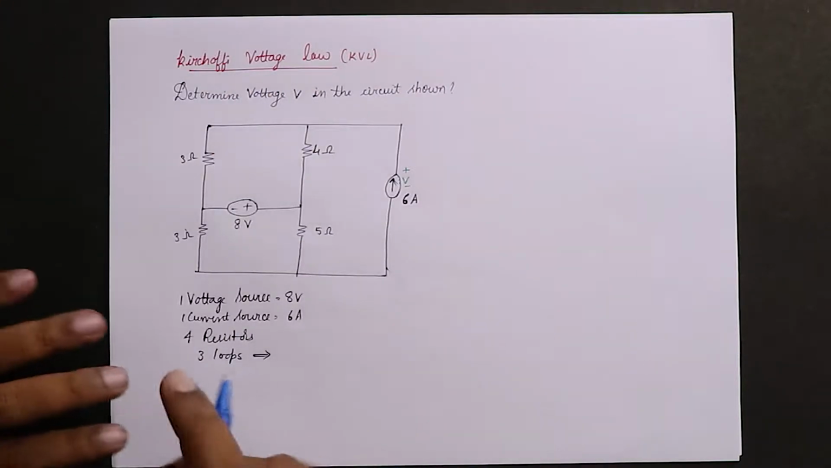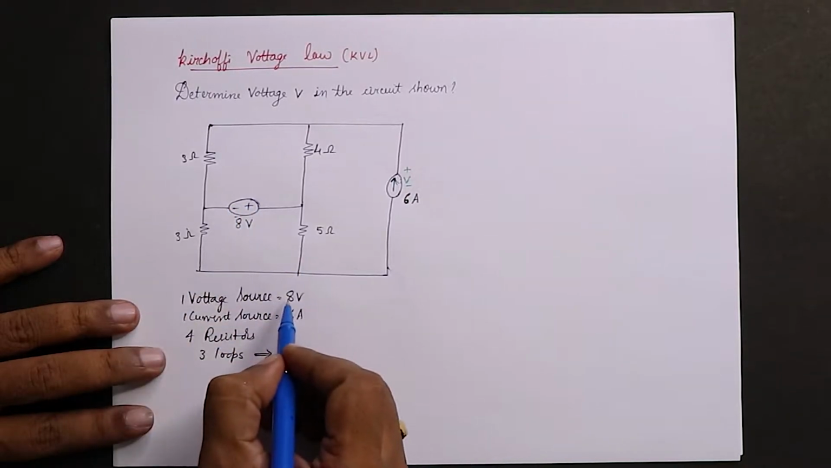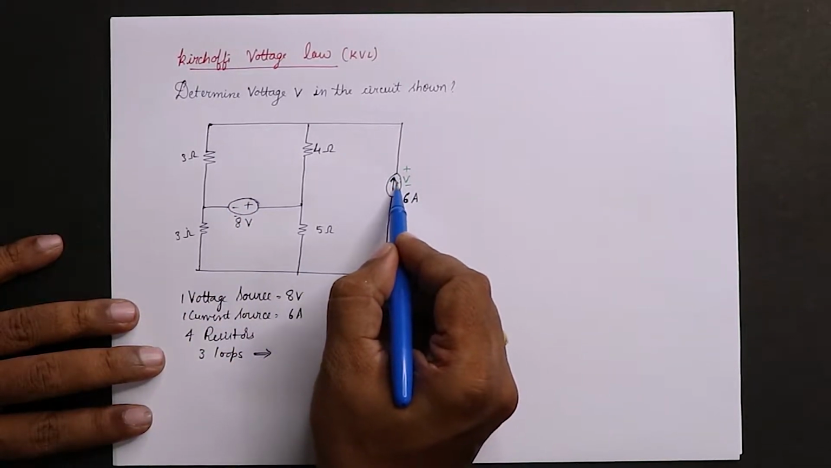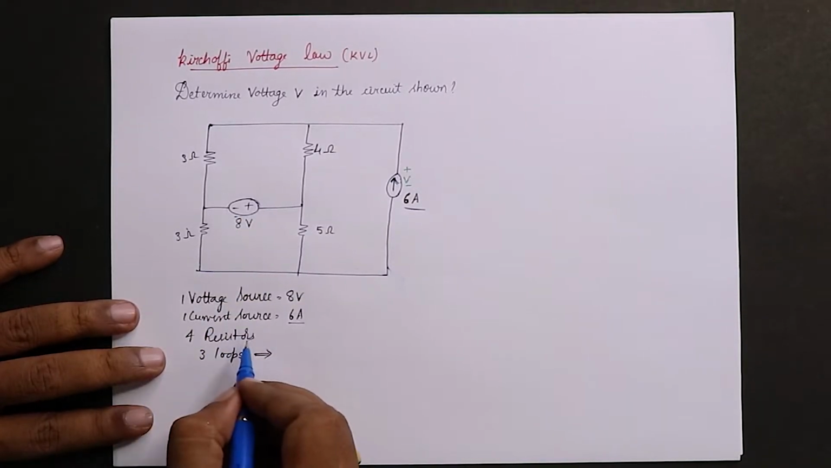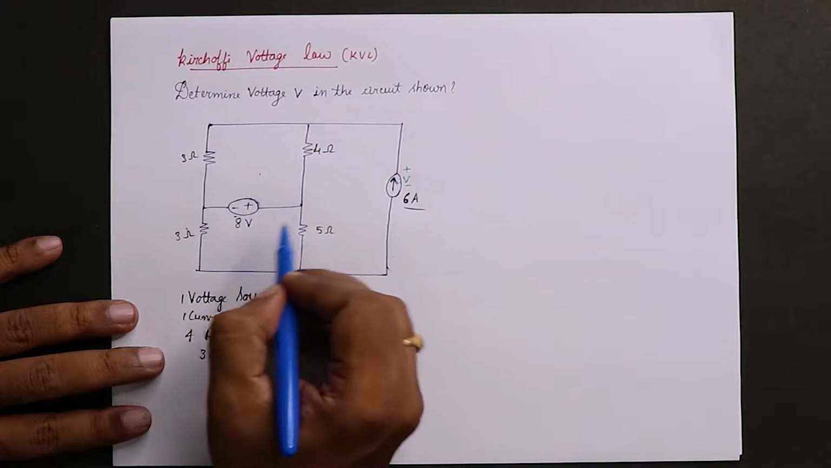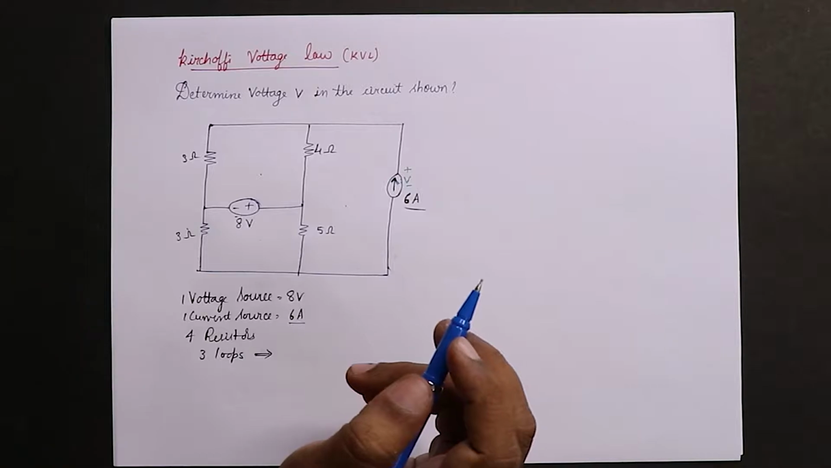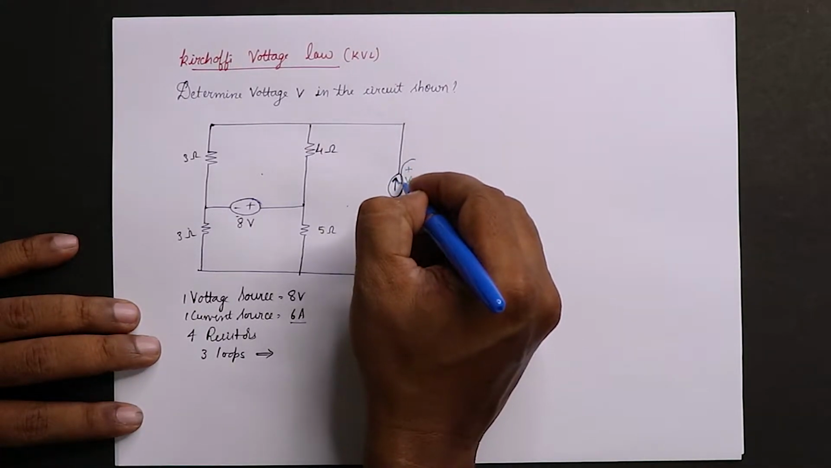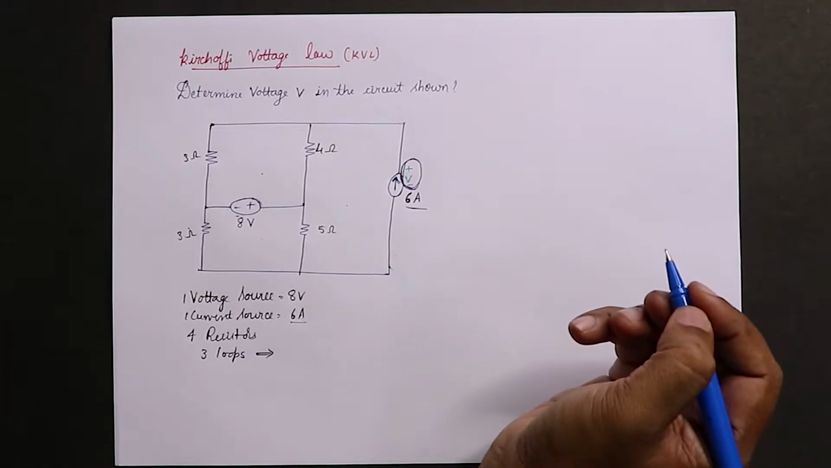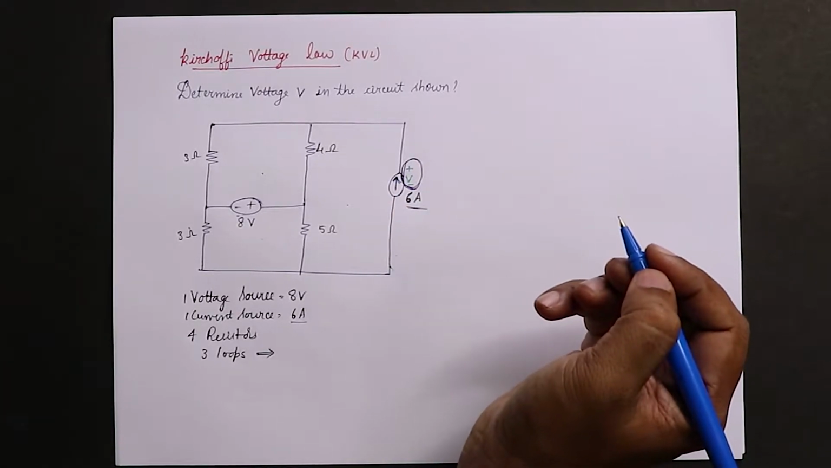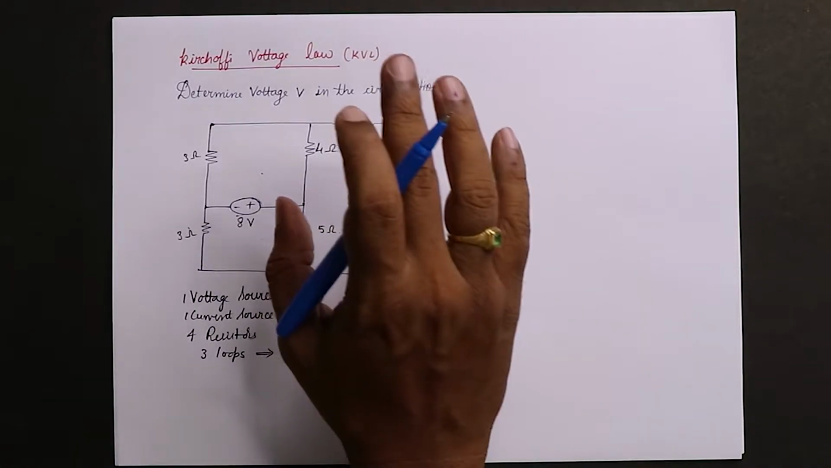This is a circuit where you have one voltage source, 8 volts, and a current source, given with an arrow, of 6 amps. We have 4 resistors and 3 closed loops, so 1, 2, 3 loops. He asked to find out this voltage V, so let us write the equation, and in that equation this V will also be considered.